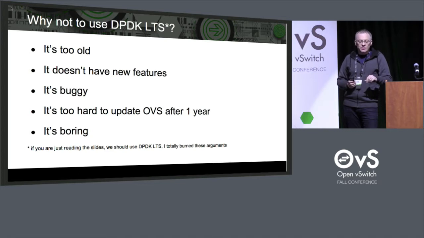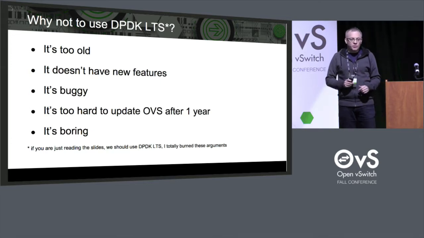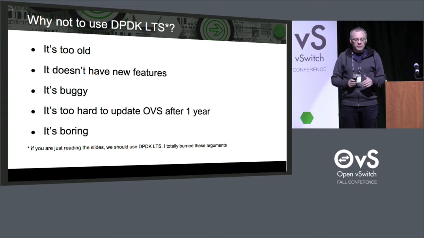Okay, it's buggy because it's older. Well, we've seen that over the course of its lifetime, it's going to have probably something like 4 to 10 times more bug fixes. It's too hard to update OVS after 1 year. This was an argument at one stage, and I think we've done this recently with patches from OFR or myself to update 1 year's DPDK. Of course, we'd love the API to be completely stable, so there was no updating, but really it wasn't that much.